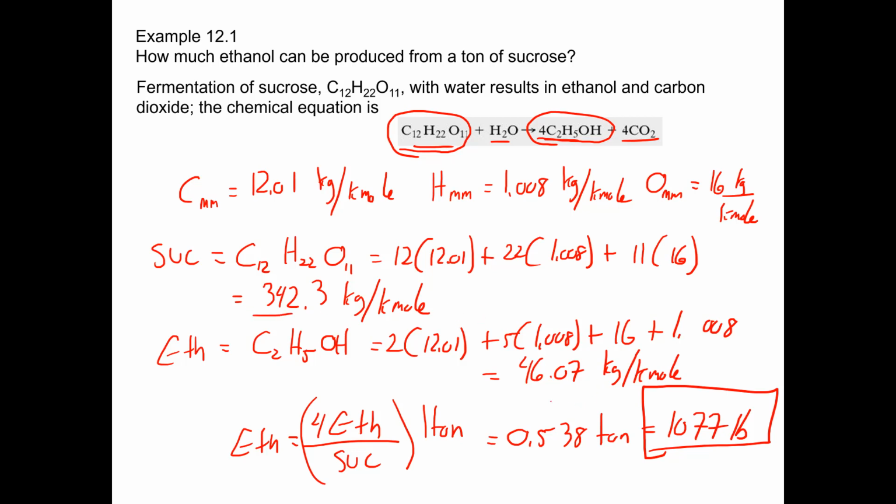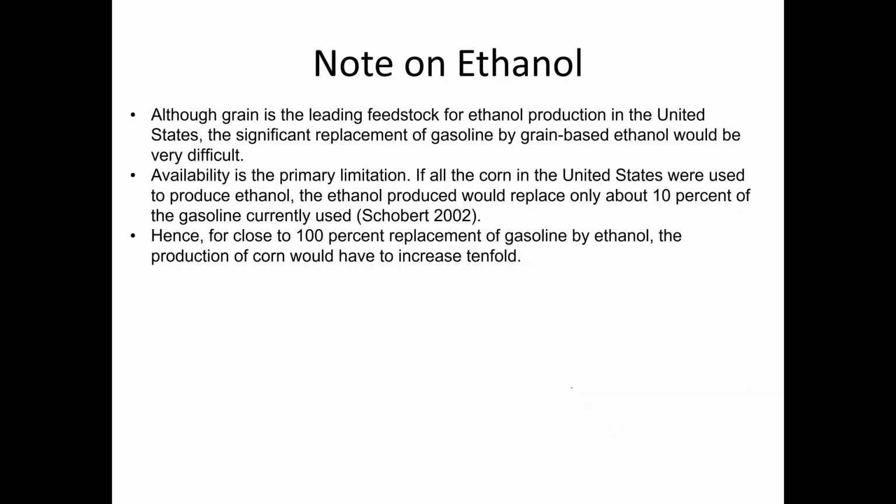Some notes about ethanol. Although grain is a leading feedstock for ethanol production in the U.S., the significant replacement of gasoline by grain-based alcohol would be very difficult. Availability is the primary limitation. Let's give you an idea. If all the corn in the United States were used to produce ethanol, the ethanol produced would only replace about 10% of the gasoline used. So for close to 100% replacement of gasoline by ethanol, the production of corn would have to increase by a factor of 10.